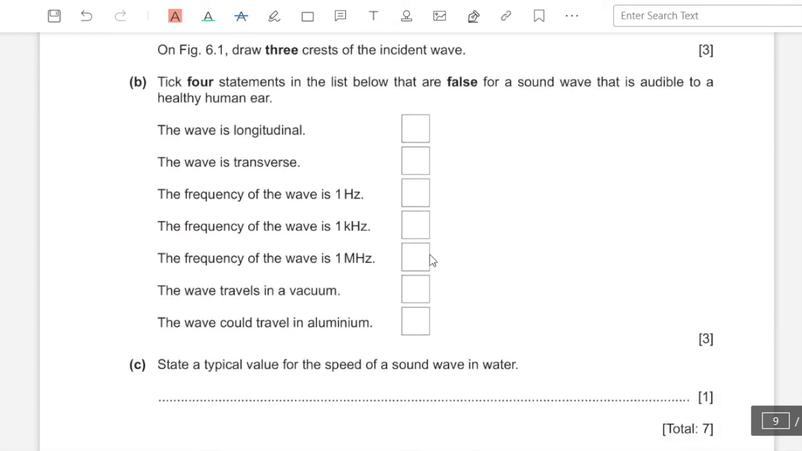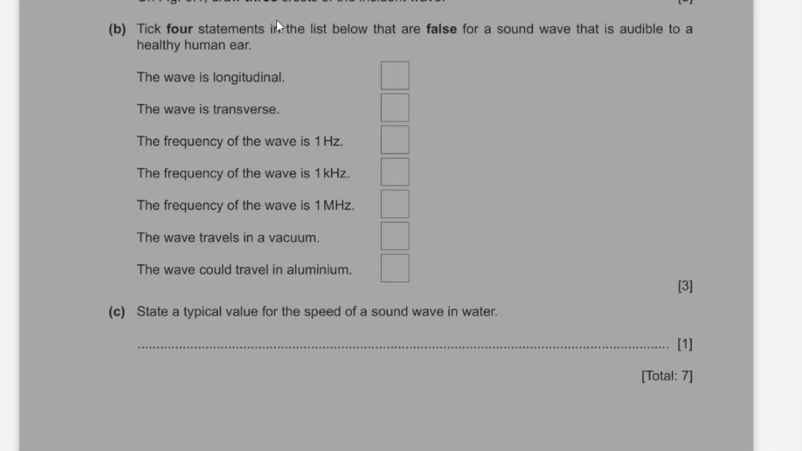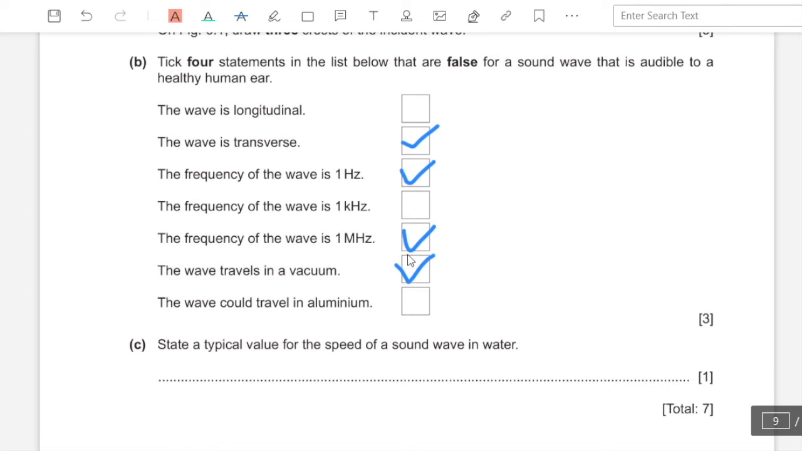B. Tick 4 statements in the list below that are false for sound that is audible to a healthy human ear. The wave is longitudinal. Yes, sound waves are longitudinal, but the wave is not transverse, so I'll mark it since this is wrong. The frequency of the wave is 1 hertz. That is not audible. The frequency is 1000 hertz. Yes, that is audible. However, 1 megahertz is not audible. The wave travels in vacuum, and no, they cannot travel in vacuum since sound waves need a medium to travel.